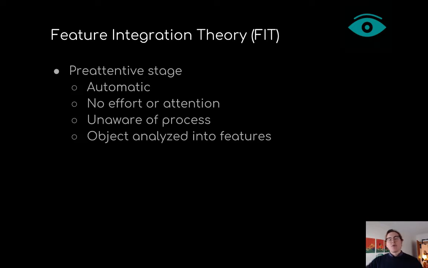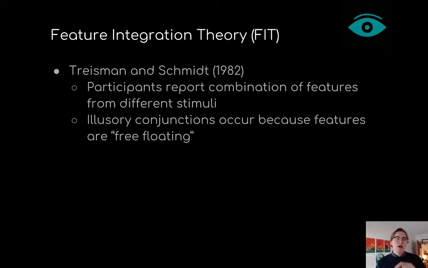And the pre-attentive stage is automatic. There's no effort. This is something that occurs and requires very small amounts of cognitive resources. We're unaware of this process, and it's also a kind of gestalt idea of looking at the component features of an object. And Treisman and Schmidt asked participants to report a combination of features from different stimuli.